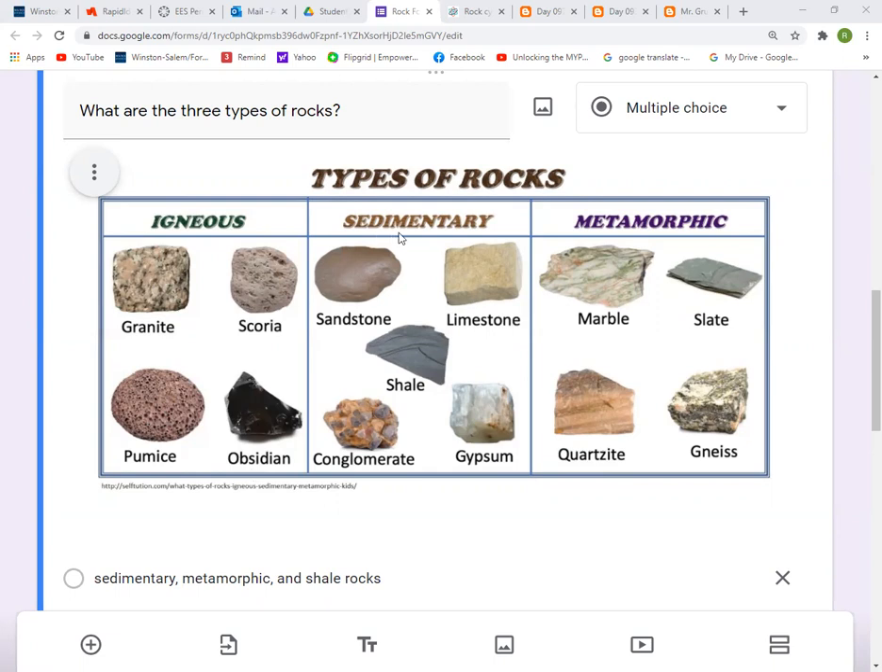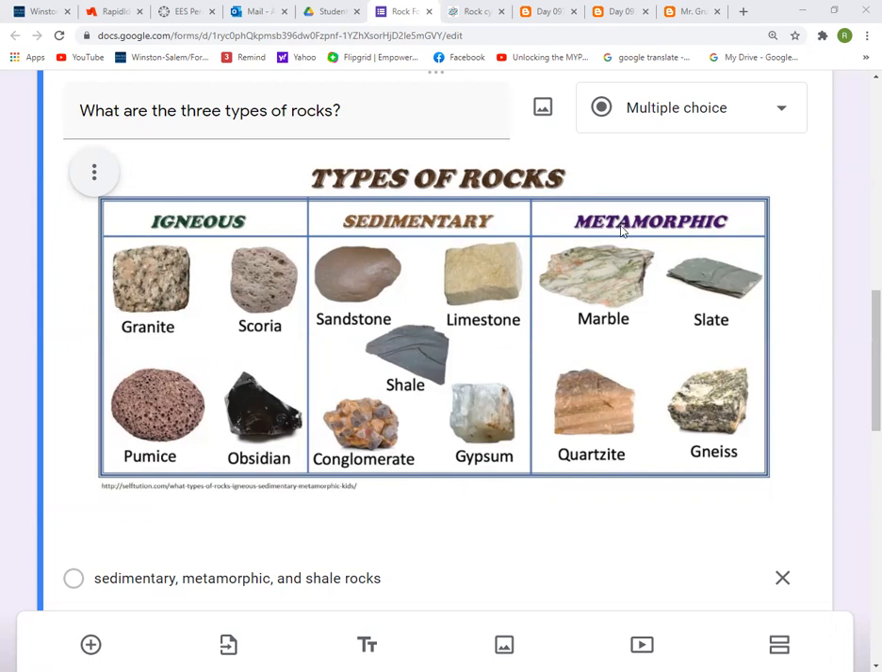Let's now go to the sedimentary rocks. Examples of sedimentary rocks are the sandstone, limestone, shale, conglomerate, and gypsum. One thing that you have probably noticed is the mixture of different sediments here, a mixture of different kinds of small rocks as if they've been cemented together. We call that a conglomerate rock.